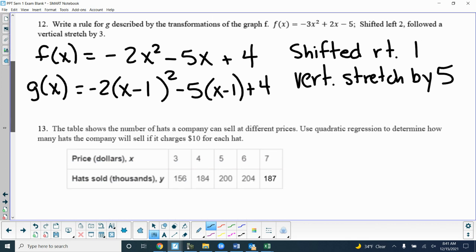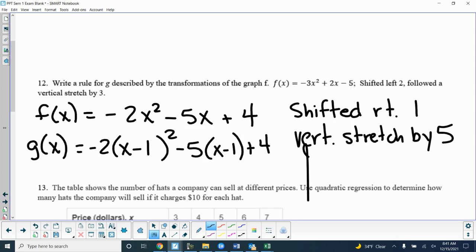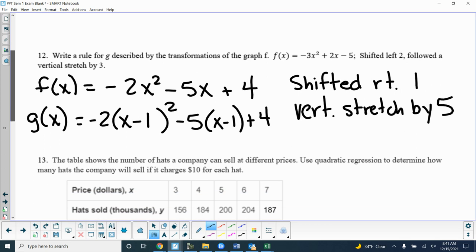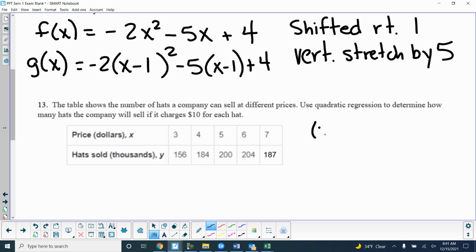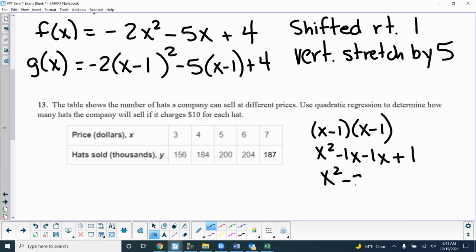Okay? So when I simplify x minus 1 squared, I'll just do it down here. x minus 1 squared means this, right? So that means you have to FOIL it. Or you could do the shortcut. I'll show you both. First is x times x. Outside is x times -1. Inside is -1 times x. And last is -1 times -1. Combine like terms, I get that.